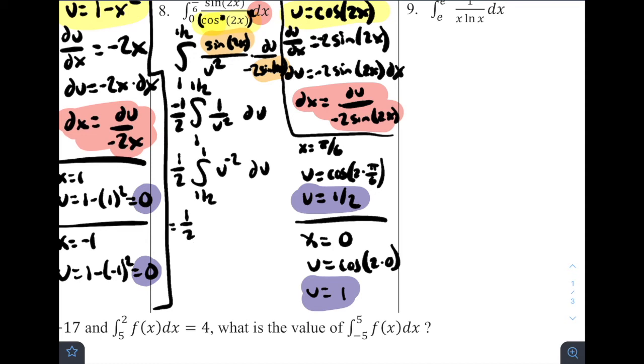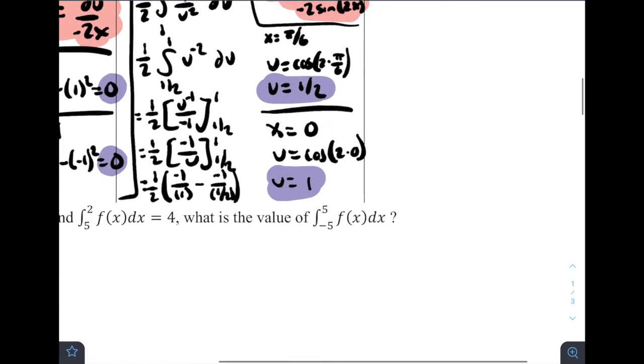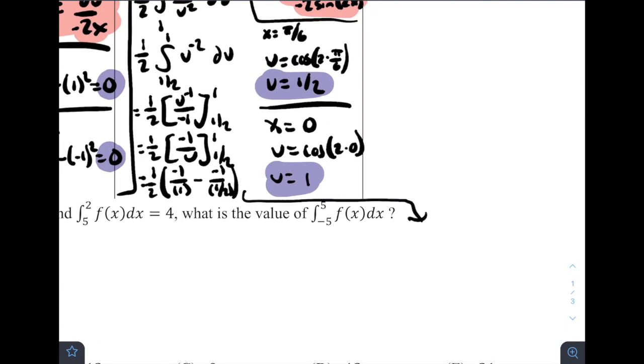And let's take the antiderivative. So that's going to be u to the negative 1 over negative 1. And that is negative 1 over u, if we get rid of that negative exponent. So by the fundamental theorem of calculus, if we plug in, that's going to be negative 1 over 1 minus negative 1 over 1/2, which I guess I'll do over here, since I'm running out of room.